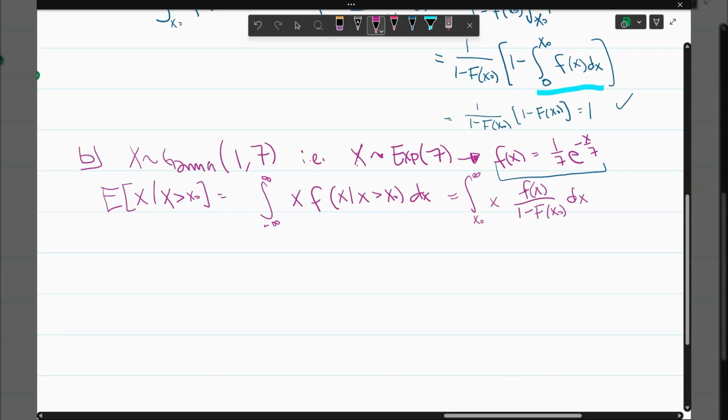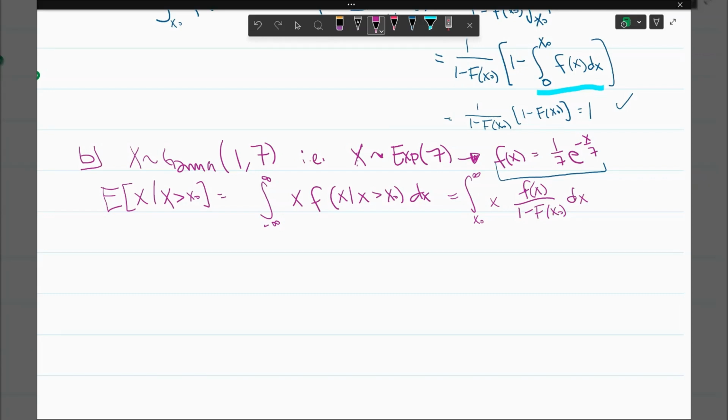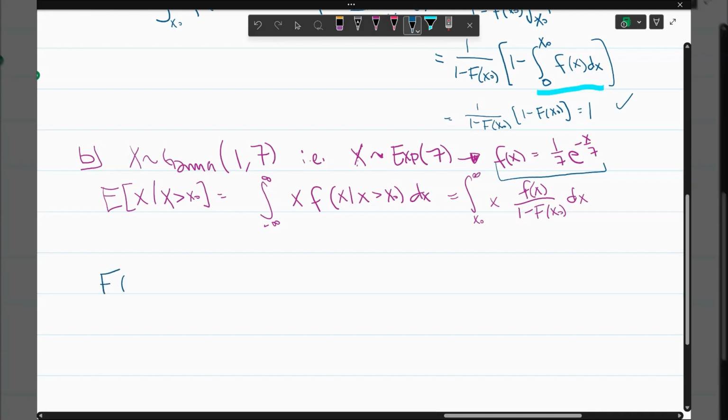So we've got the little f, we need the big F. Just making it explicit that that's what we need in this problem. Our big F of x is the integral from 0 to x naught of 1/7 e to the minus x over 7 dx.